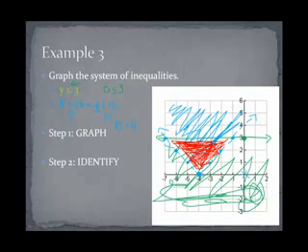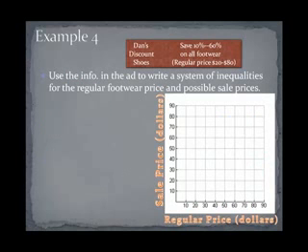So, the next one that we're going to look at is a real-life example of the kind of situations in which you will actually use this type of material, because I know I got half of you out there saying, oh, when am I ever going to need to know this? When am I going to use it? This system that we are going to set up here is a perfect example. So, using the info in the ad, here's my ad, write a system of inequalities for the regular footwear price and possible sales price.